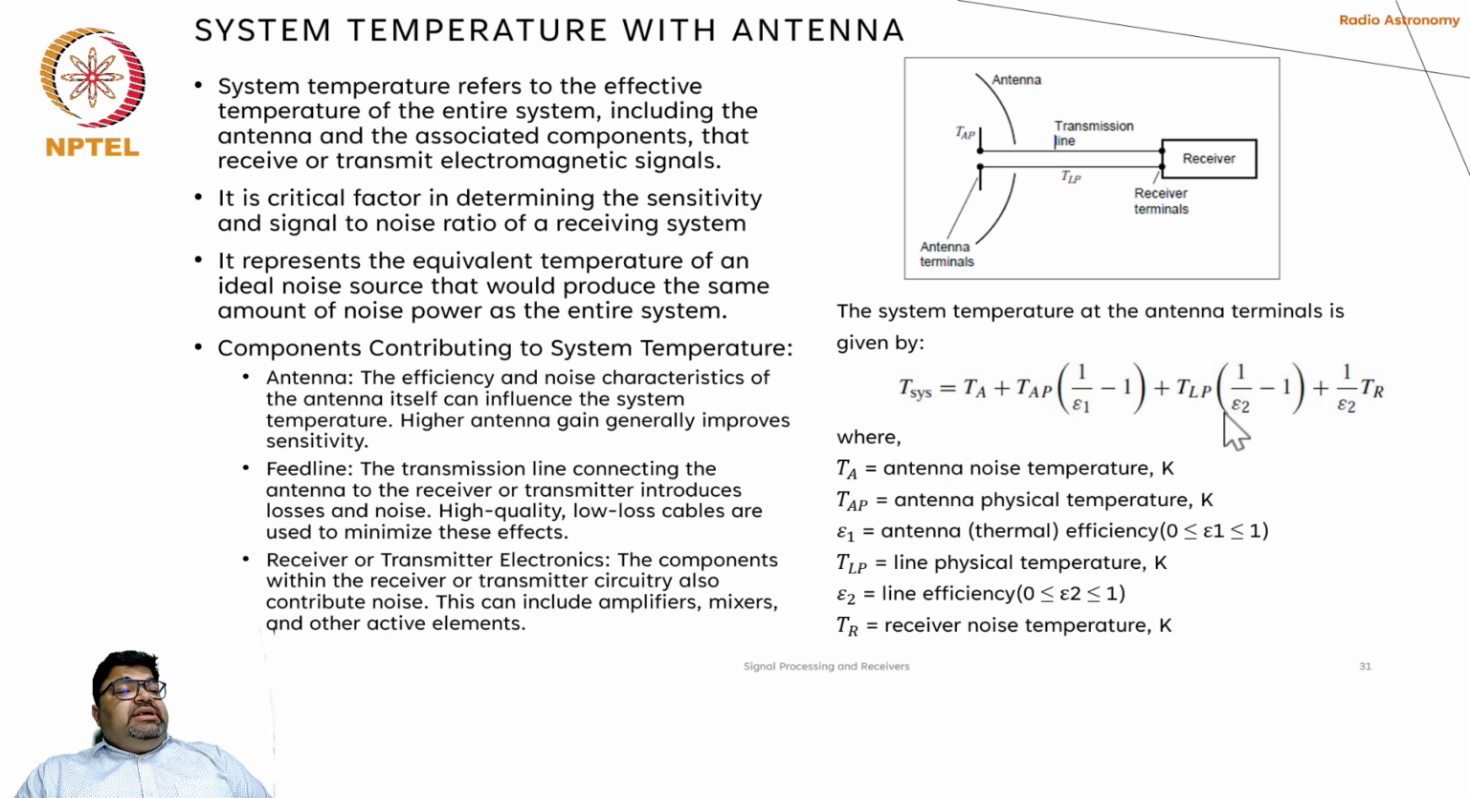Since we're talking about the noise temperature, let's take a look at the system temperature in addition with the antenna itself. System temperature refers to the effective temperature of the entire system, including the antenna and associated components that receive or transmit electromagnetic signals. It is a critical factor in determining the sensitivity, the signal to noise ratio, of a system. Sensitivity of a system is very important because we have to build a system which is sensitive to a particular signal. If the signal is already faint, the system has to be super sensitive.